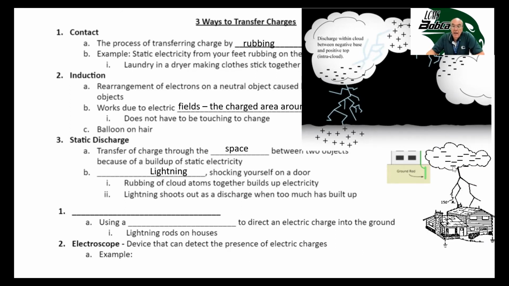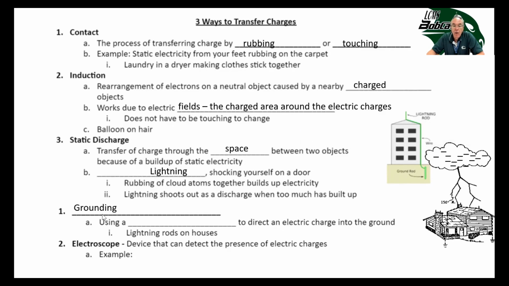Now, a lot of times when lightning goes to the ground, it'll go to the nearest tallest object. So in a lot of cases, that's your home. So I have this cloud, it has these built up electrons in it, and then all of a sudden they're going to discharge and head to the house.